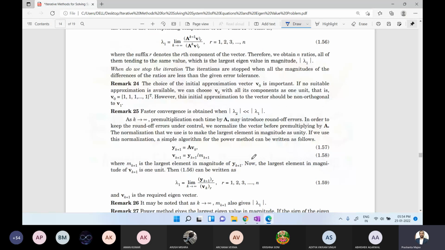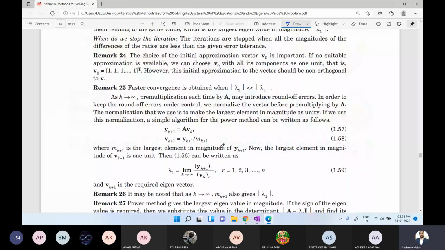So your aim will be to choose an initial guess. So you are choosing an initial guess V0. Then from this V0, you will end up with your ultimate eigenvector and its corresponding eigenvalue. Your answer will be here. So how to reach from V0 to that answer?